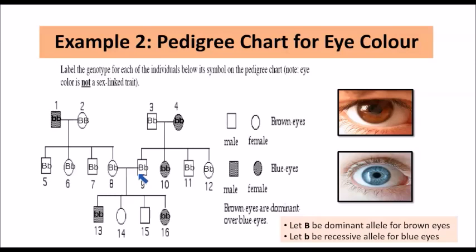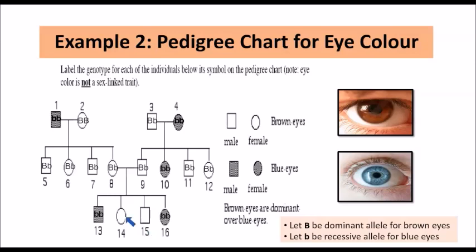So we have two brown-eyed parents. So the mother has brown eyes, the father has brown eyes, and both of them are heterozygous for brown eyes. Now if you look at the children, so once again 4 children are produced, and 2 of the children in this case now have blue eyes. So 13 and 16 have blue eyes, while the other 2 children, 14 and 15, have brown eyes like the parents.